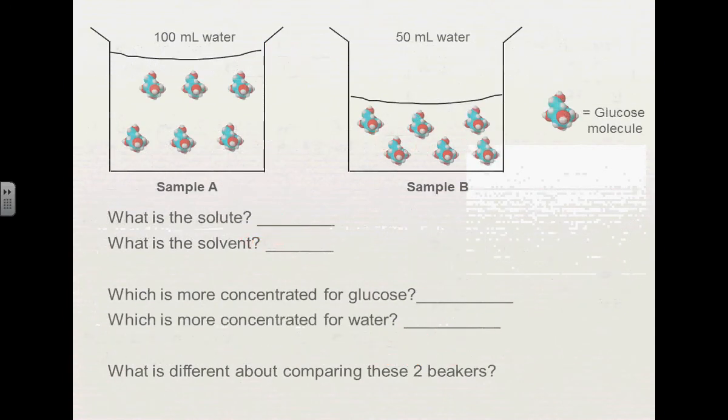All right, well, let's look at something that's slightly different. Now we have glucose, which is a type of sugar, again, being dissolved in water. All right, in this case, what's the solute? Raise your hand, please. Jack? Glucose. The glucose. What's the solvent? Jacob, what's the solvent? Water. Yeah, it's water. All right, now which has a higher concentration of glucose?